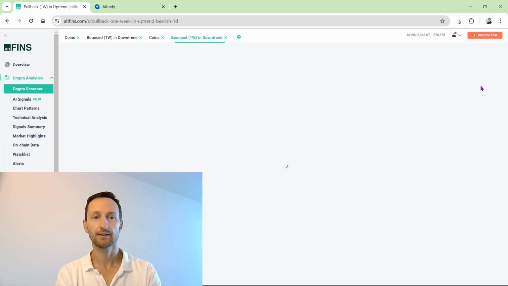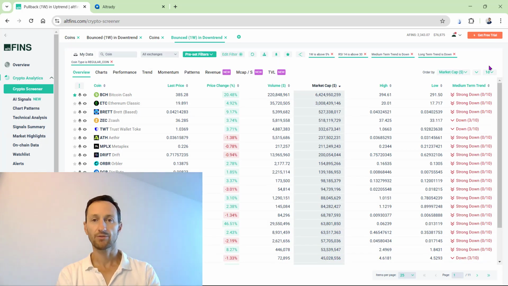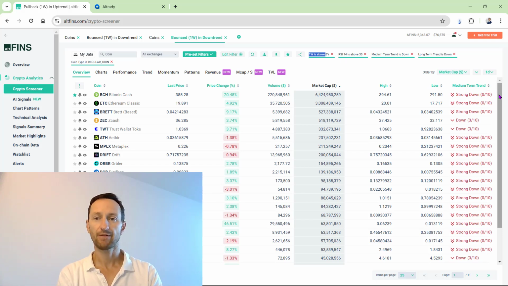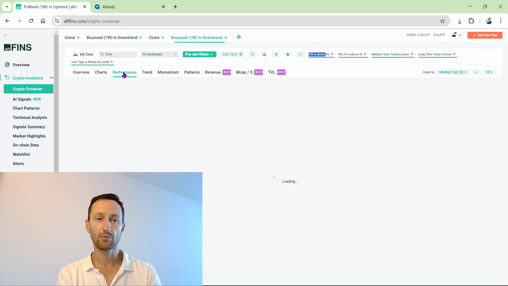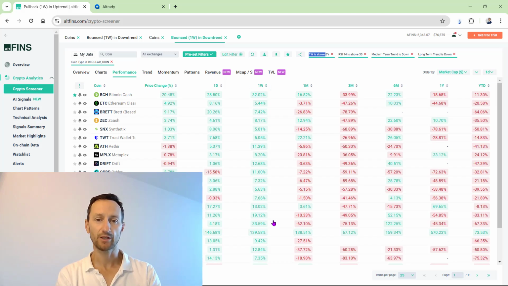So I click on that link. That takes me to the screener with the result of that filter. The filter is here. It basically says, show me all the assets that are in a downtrend on the medium term and long term basis, are not oversold, right? And that the week performance is up 5%. So as you can see, in terms of the trend, all of these are in the downtrend. In terms of performance, all of these are up in the last week, because that's what I'm looking for. I'm looking for that bounce. They got really oversold and have bounced up, right?